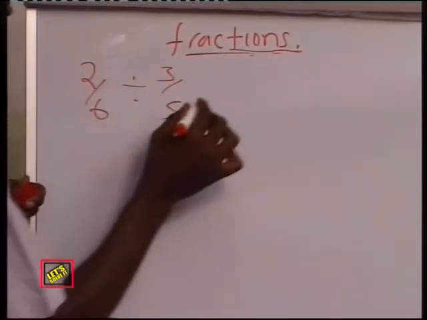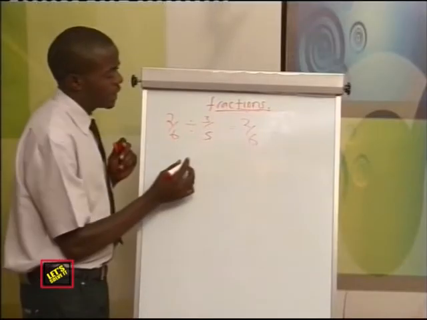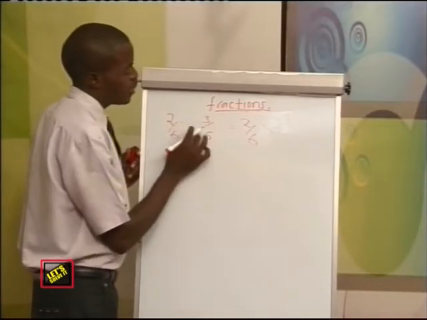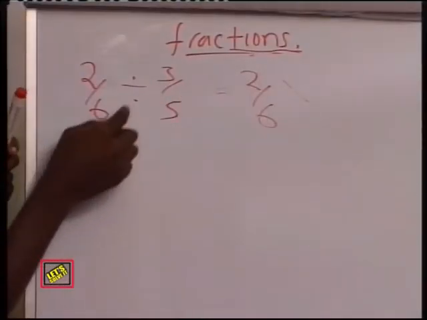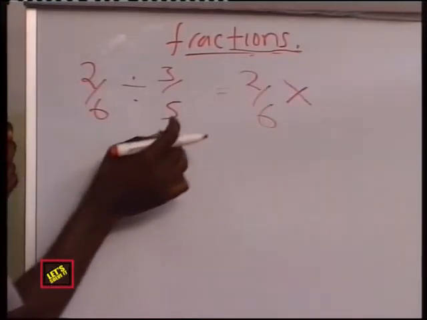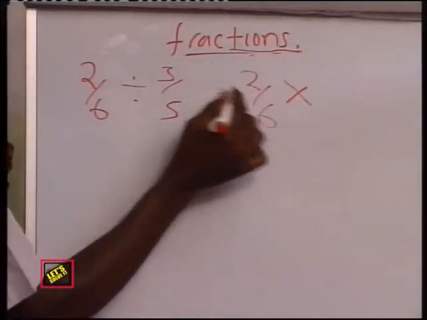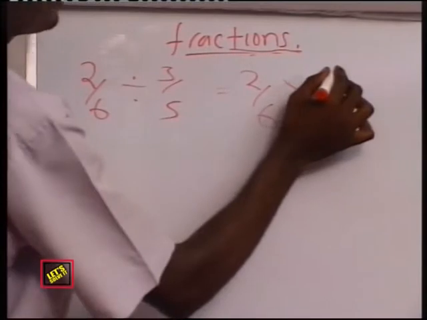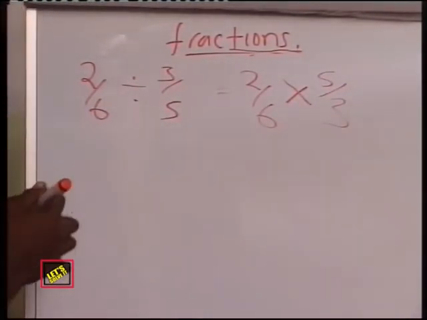Okay, so without wasting much of your time, we say 2 over 6. When you write, this sign is supposed to change into a multiplication sign. So now how does this sign change into a multiplication sign? So say 2 over 6 times, when you write a times sign there, this 5, the denominator becomes the numerator, the numerator becomes the denominator. So make sure then you master it.